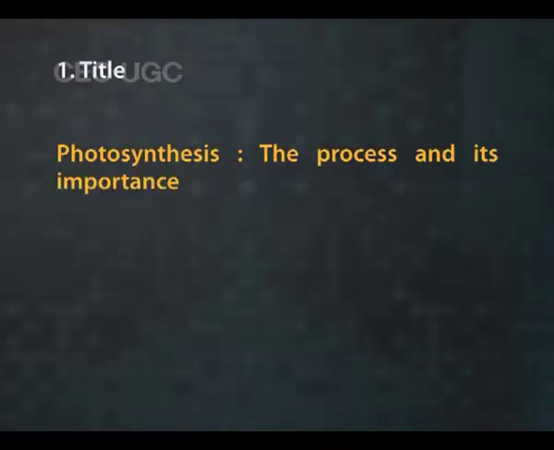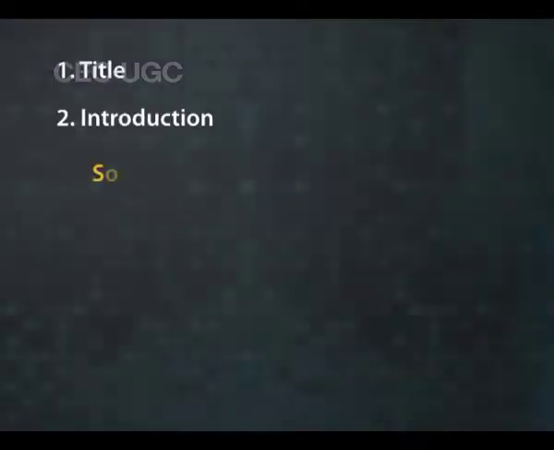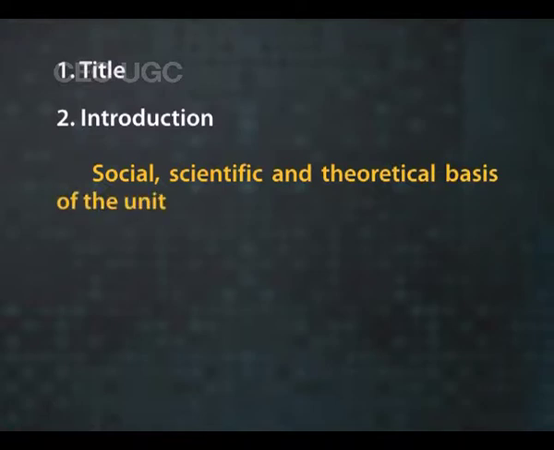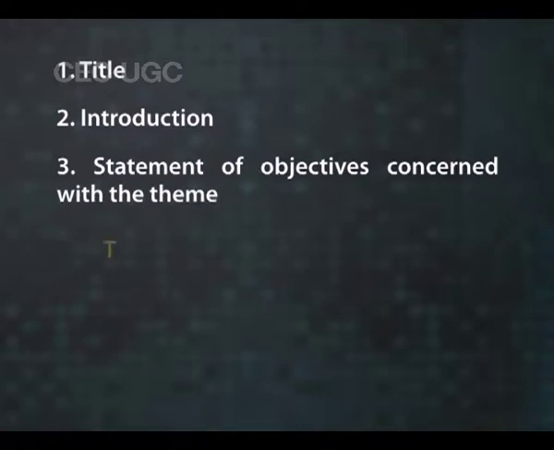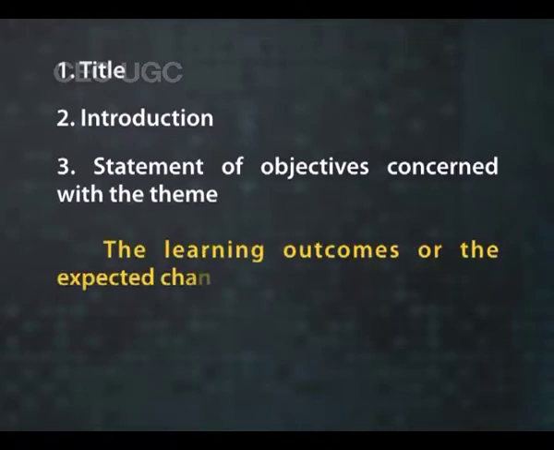Elements of a resource unit are title, the title of the topic. For example, photosynthesis, the process and its importance. Second is introduction. In this part, the social, scientific and theoretical basis of the unit is presented. Third, statement of objectives concerned with the theme. The learning outcomes or the expected changes are described here.